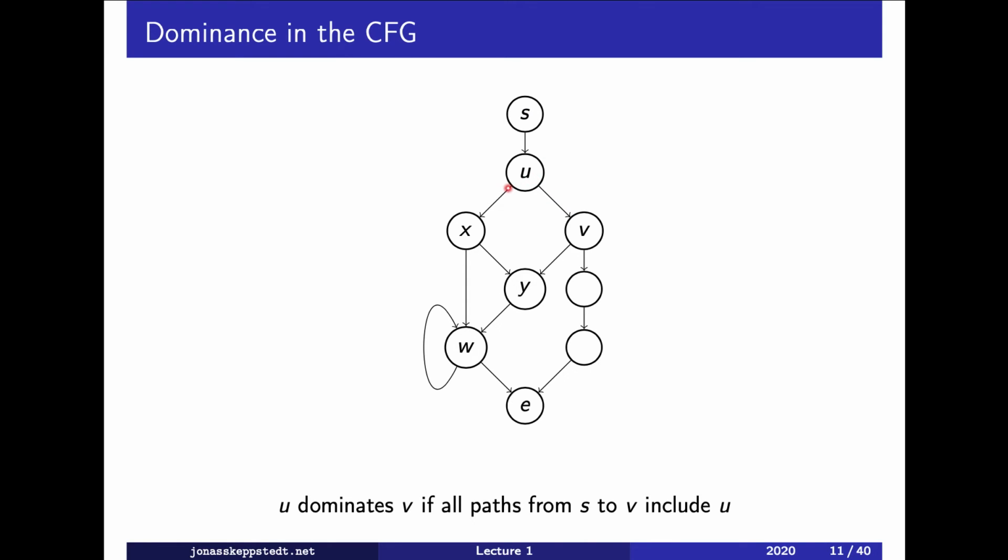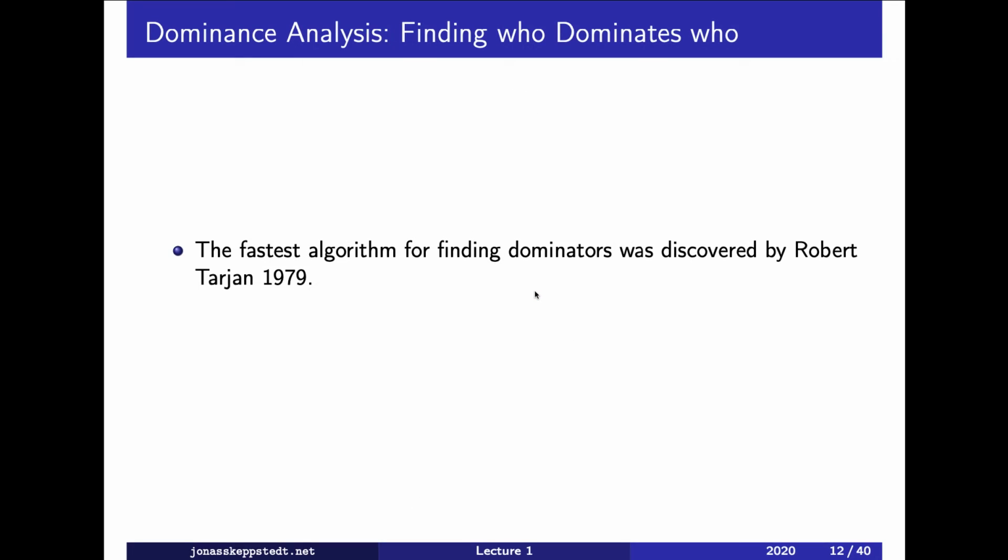So why would we want to know this? For instance, if we compute A times B in Y and have already computed A times B in U, then since U dominates Y, it may be useful to reuse the value instead of recomputing A times B in Y. So, dominance analysis is about finding which node dominates the other nodes.